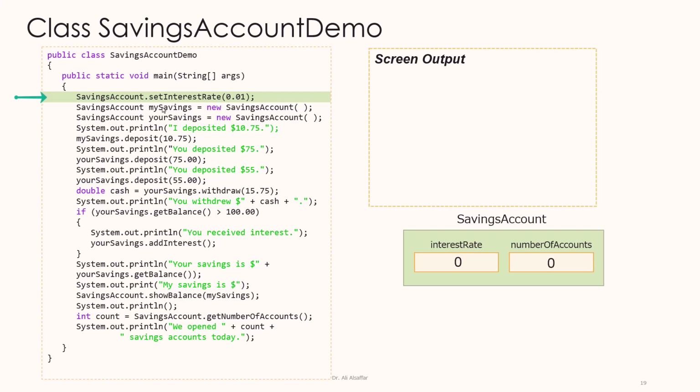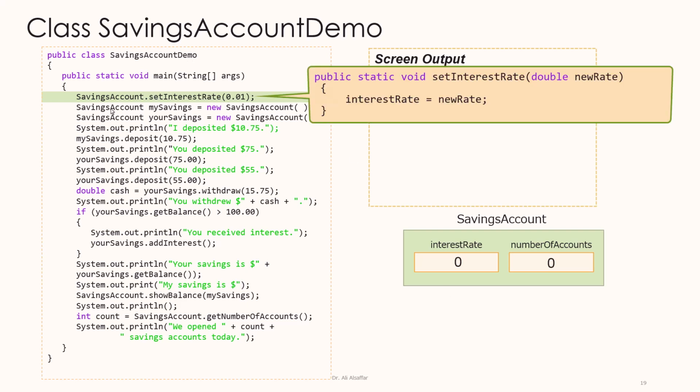So first, this is the situation we have when we run the program. We are going to have a class called savings account. Initially, it will have interest rate equal to 0 and number of accounts equal to 0. And why does the system initialize these two data members when we run the program? Because they are static inside the class.